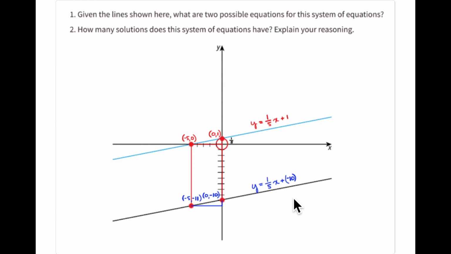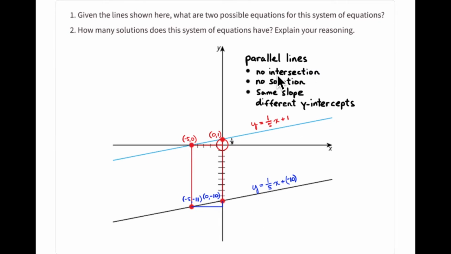So notice that the slope for each line is the same, but the y-intercepts are different. When you have that situation, there are no solutions to the system of equations. You have parallel lines, there's no intersection, there's no solution, because each line has the same slope, but they have different y-intercepts. So no solutions for this system of equations.